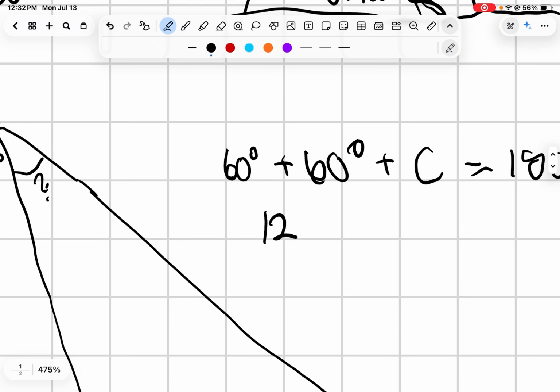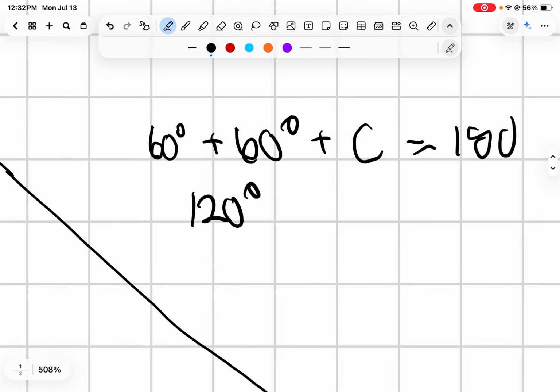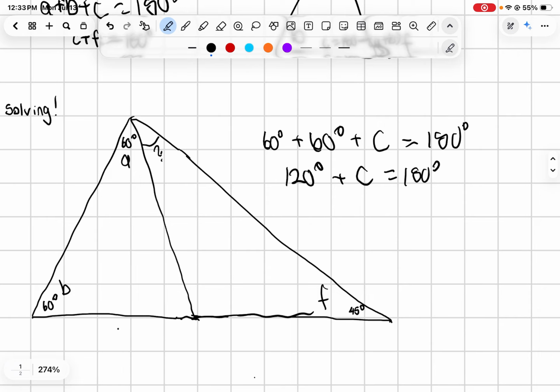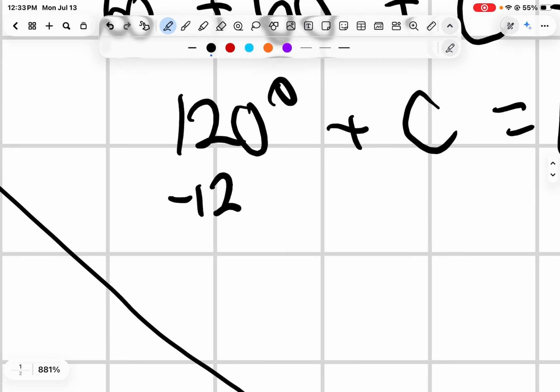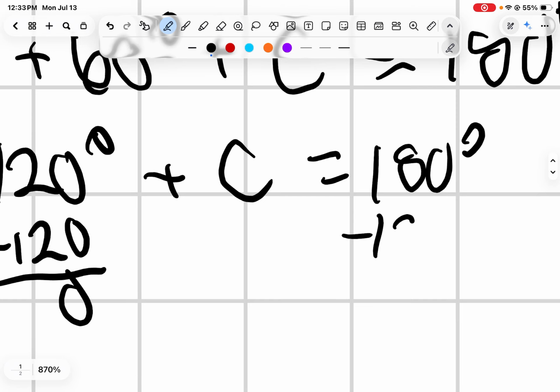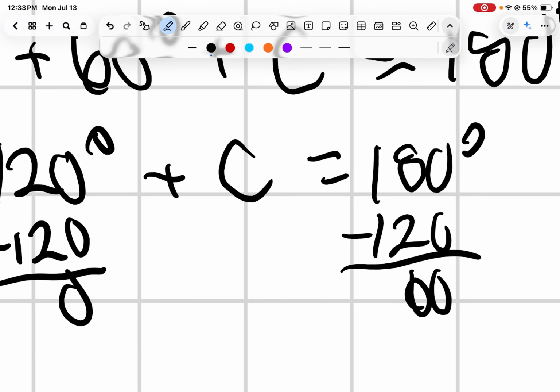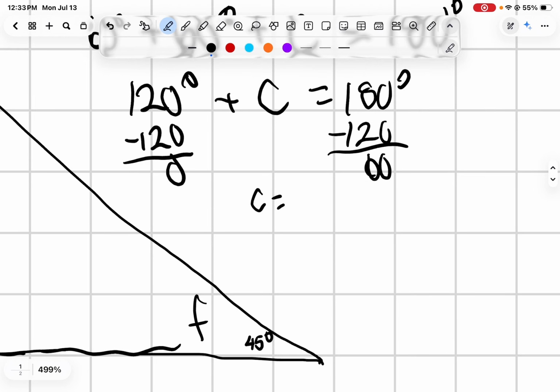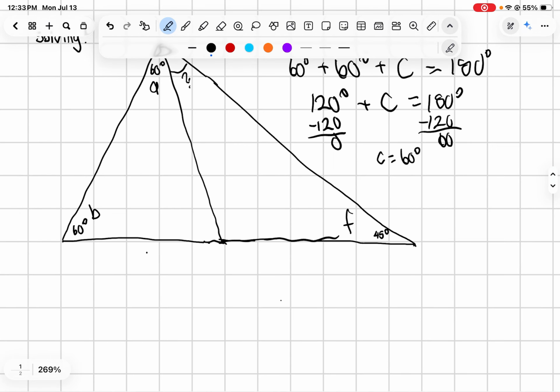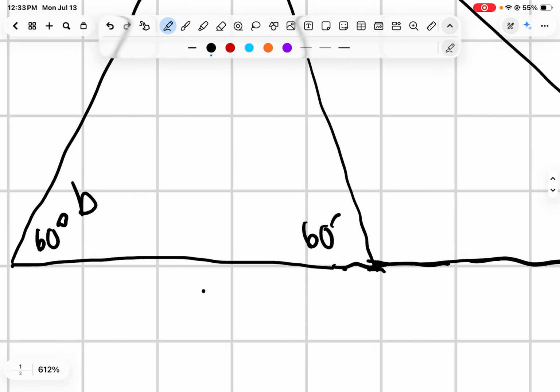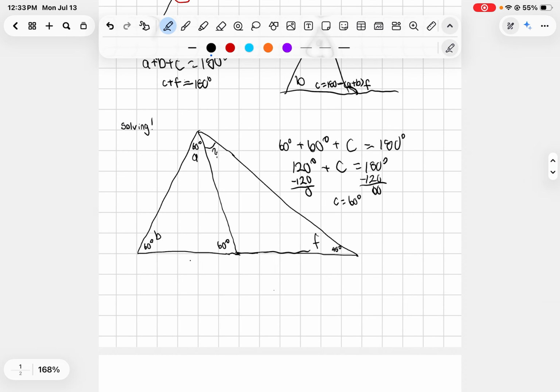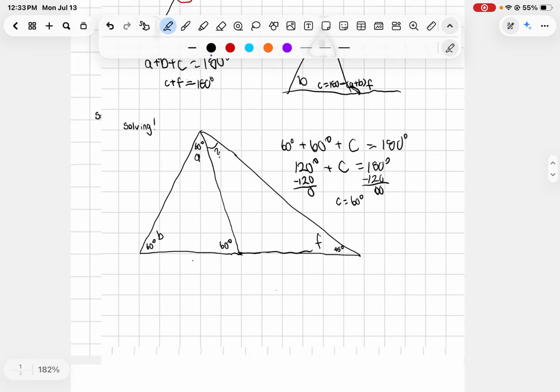Then we add the numbers we can add for now. I'm just going to add that, and we're going to subtract 120 from both sides to make it equal. This zeroes out, and this is 60. So angle C is 60. You can always double check by adding all three angles in the triangle to see if it adds to 180 degrees.